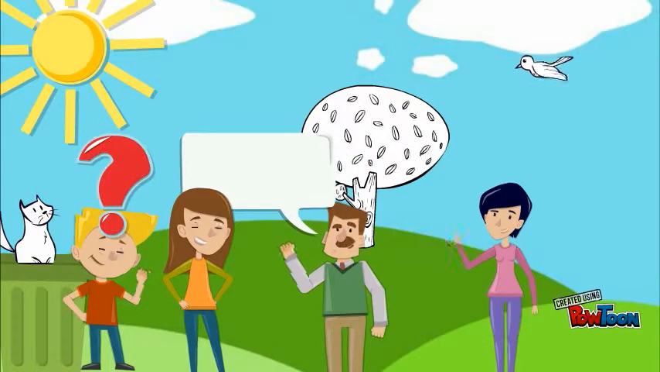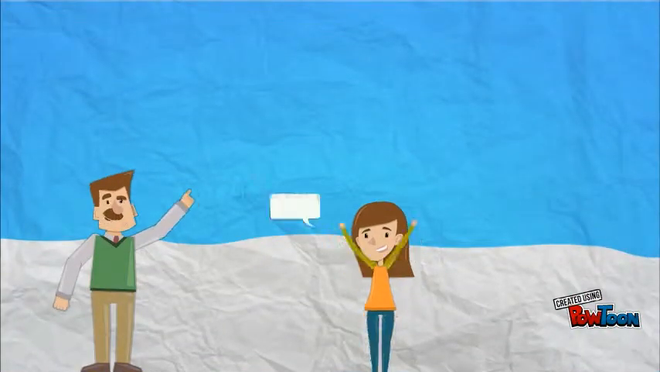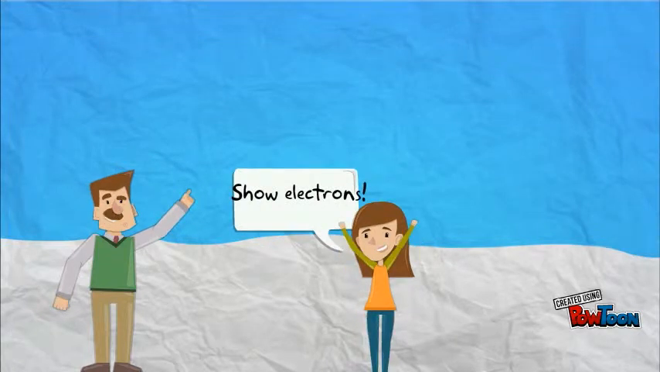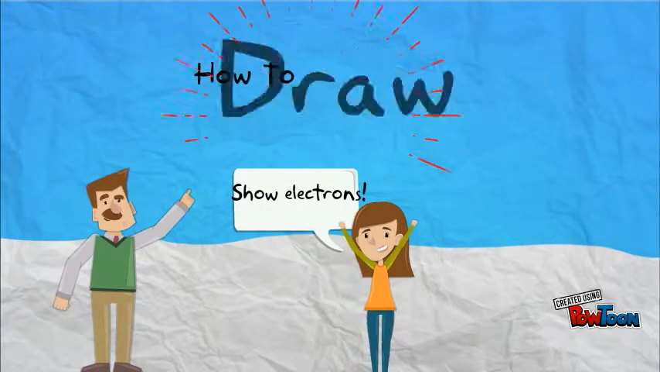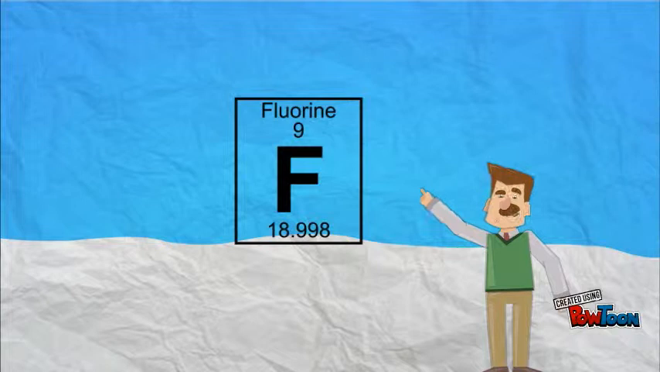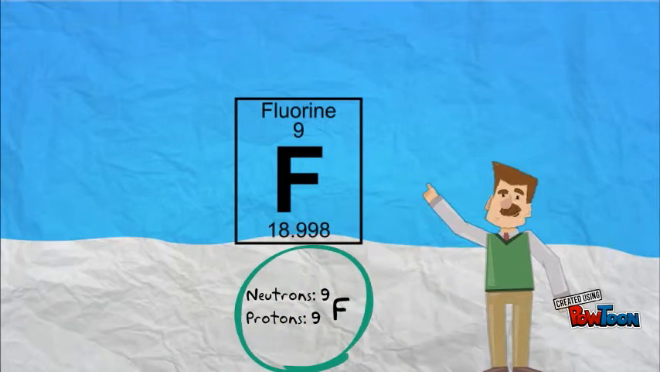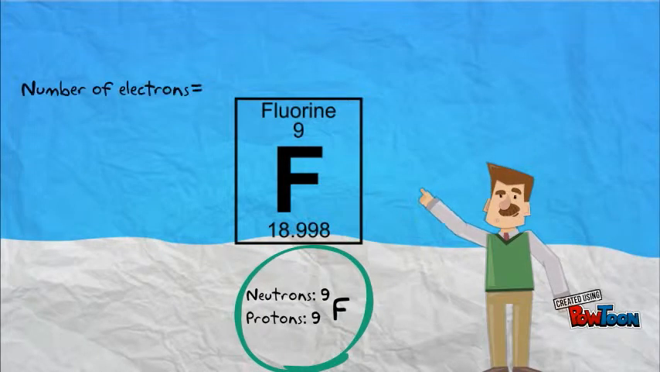Bohr diagrams? That's right. Bohr diagrams show the number of electrons that are in each electron shell. That's right, Jewel. Here's how to draw them. First, take an element, for example, fluorine. Now, write the number of neutrons, protons, and the element symbol in the center. Then draw a circle around it. Now it's time to draw the electrons on the shells. The number of electrons is the same as the atomic number of the element.